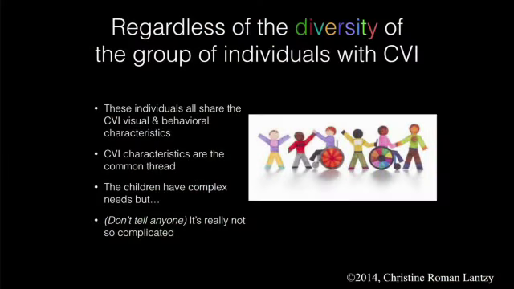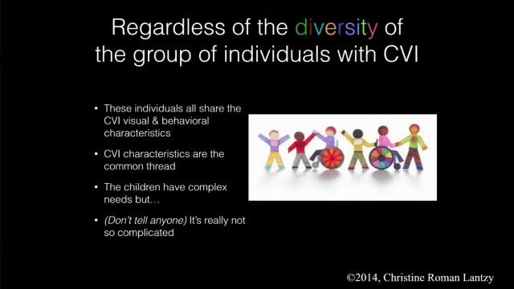So regardless of the diversity of the group of individuals with CVI, and you see on this slide that there are kids of all different sizes and shapes and colors, it's really there to remind us that this is a diverse group of children. Some of these children will walk and talk and have a sense of humor and tease us and tell us jokes, and other children will have difficulty with expressive language at all. Some children will have seizures. Some children will be neurologically stable.